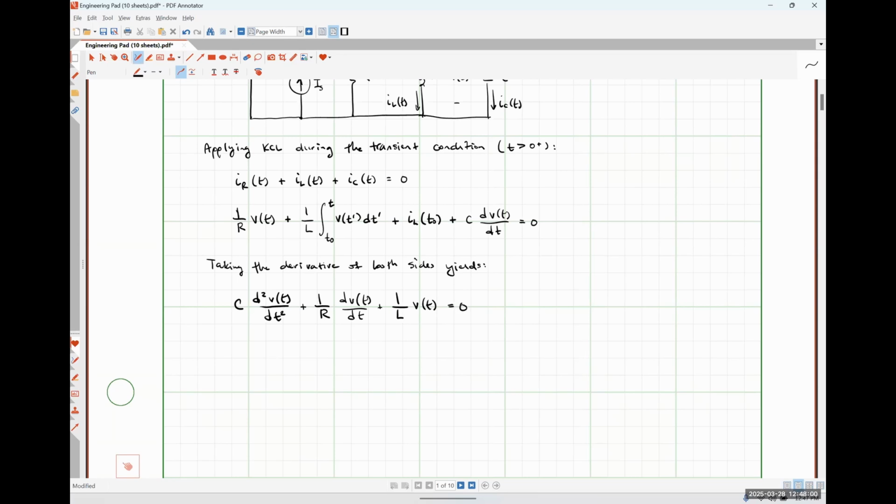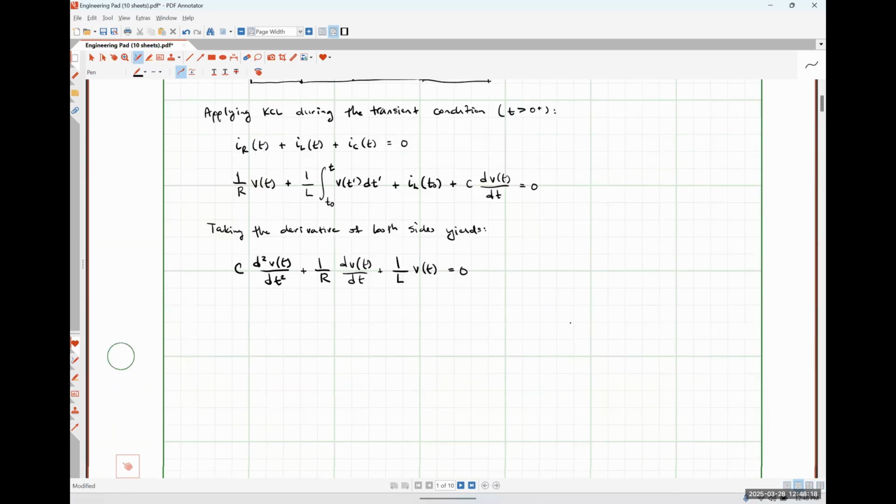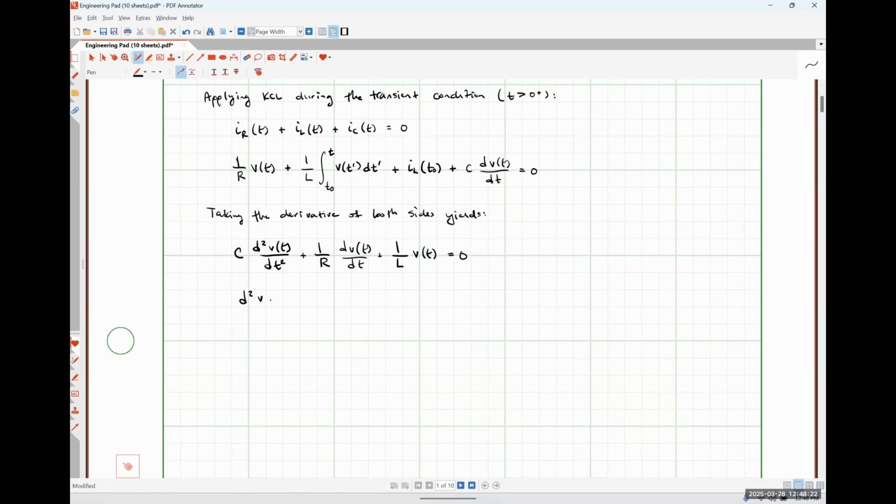So I have now a second order differential equation. And for reasons that I will not explain until a week from now, I'm going to divide through by a factor of C so that the coefficient on my highest order derivative term is 1. That's going to look like the second derivative of my voltage with respect to time squared plus 1 over RC times my first derivative with respect to time plus 1 over LC times my voltage by itself. So this thing has to be equal to 0 somehow.